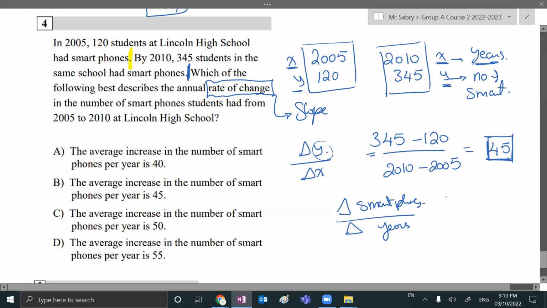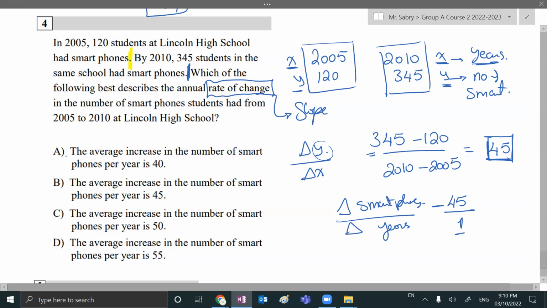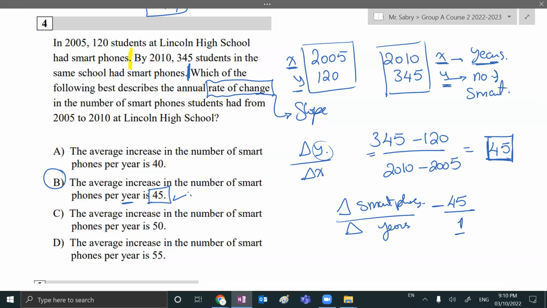So it makes sense that we have a change of 45 smartphones every 1 year. That's what the slope represents. That's the annual rate of change. Every 1 year, what's the rate of change in the number of smartphones? So again, when you read the choices, you'll notice that only B says that the average increase in the number of smartphones per 1 year is 45. This is a very important question to me, so please ask as many questions as you'd like about this. If you don't understand anything about it, whether how to solve it, or what it means, anything.